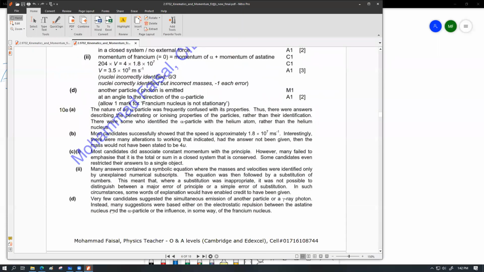Have a look at the examiner's report. Very few candidates suggested that simultaneous emission of another particle or a gamma ray photon. Instead, many suggestions were based on either electrostatic repulsion between the asteroid nucleus and the alpha particle, or the influence in some way of the Francium nucleus. So actually, the involvement of a third particle was missed out for most of us. So the examiner's report doesn't say anything about that.